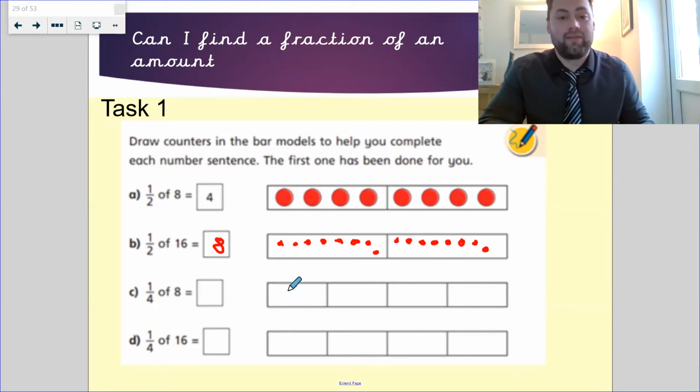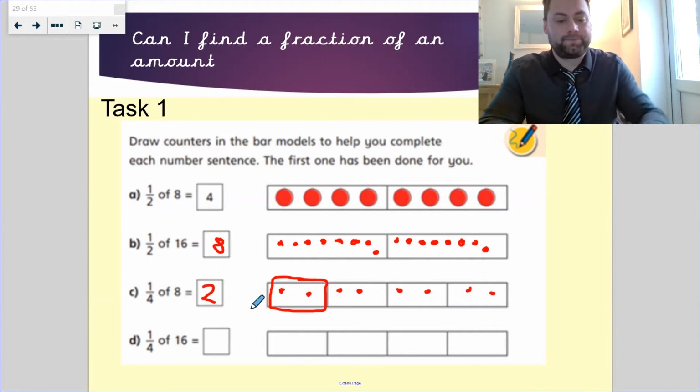We need a quarter of 8. So our bar model has been split into 4. We then need to put the counters in the correct places. So we go 1, 2, 3, 4, 5, 6, 7, 8. How many counters do we have in just one of these quarters? We have 2. So a quarter of 8 is equal to 2.